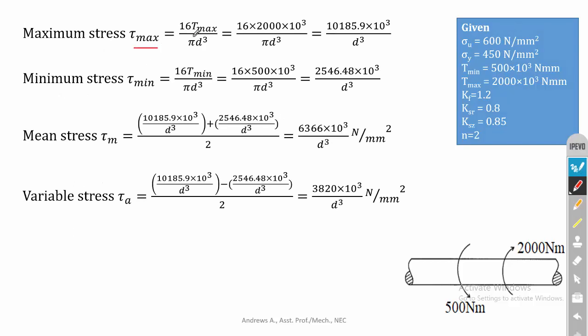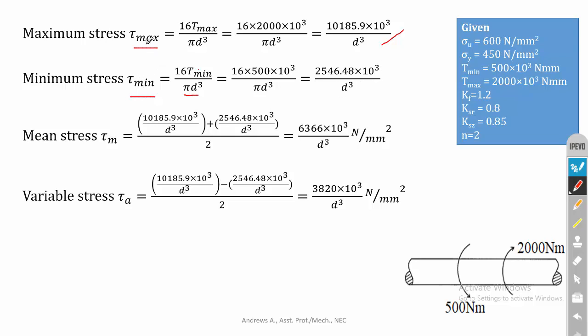Tau max is equal to, we know that the maximum shear stress equation is 16T divided by pi d cube for circular cross section. In the case of maximum stress, it is 16T max divided by pi d cube. So the T max is 2000 into 10 power 3 divided by pi d cube. If you substitute this, finally you will get 10,185.9 into 10 power 3 divided by d square. Then in the case of minimum stress, substitute 16 T minimum divided by pi d cube, you will get 2546.48 into 10 power 3 divided by d square.